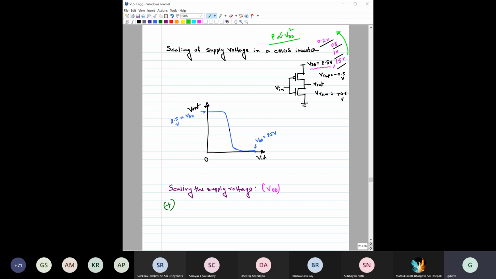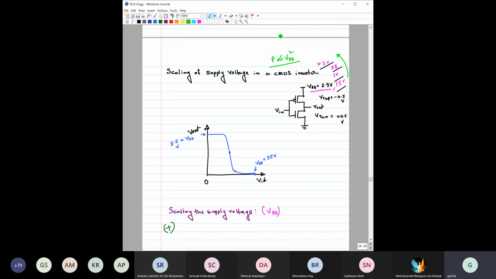Right. One more thing is that as you scale down your device, that means suppose earlier this was the transistor, right?